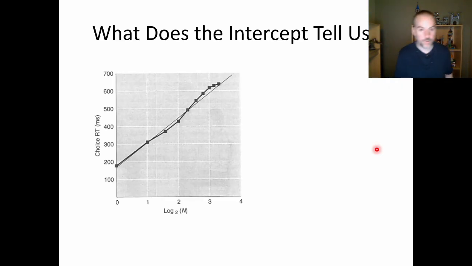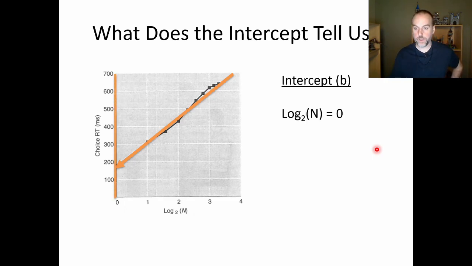All right, let's delve a little deeper into the Hick-Hyman law. So what does the intercept tell us? From the original data, we know the intercept was 180, and the intercept is when log base 2 of n equals 0. So what does that mean? Well, let's rewrite that as an exponent. That's going to be 2 to the power of 0 equals n. And 2 to the power of 0, remember that's the weird one, equals 1. So here, the intercept is when n equals 1, or there's one stimulus response alternative.